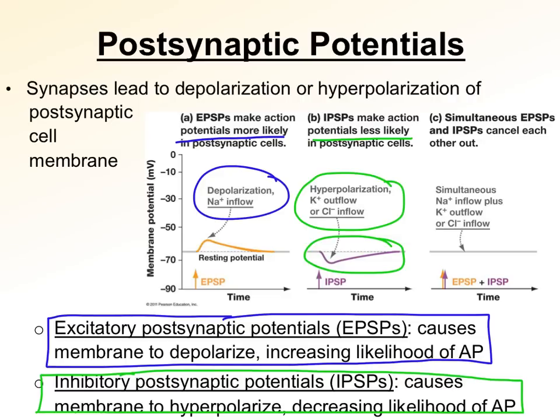But neurons can receive both excitatory and inhibitory information at the exact same time, and you can imagine when that happens, they cancel each other out, and then nothing happens. So neurons have to sum up a lot of information and then figure out what they're going to do.